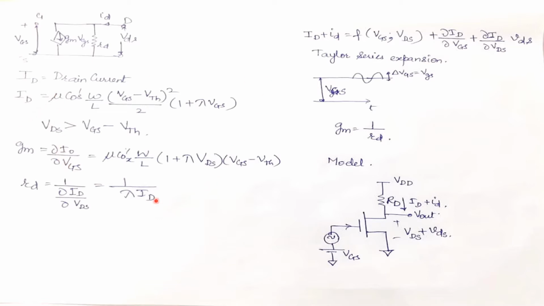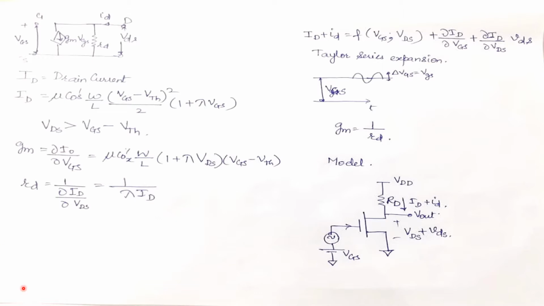Now we are going to see what will be the impact if there are slight changes due to VDS. So drain current is mu times C0x W by L, where C0x is the internal capacitance. So mu C0x W by L, VGS minus VTH whole square upon 2 into 1 plus lambda VDS, if VDS, the drain to source voltage, is greater than gate to source voltage minus the threshold value, which is defined as the pinch off voltage.